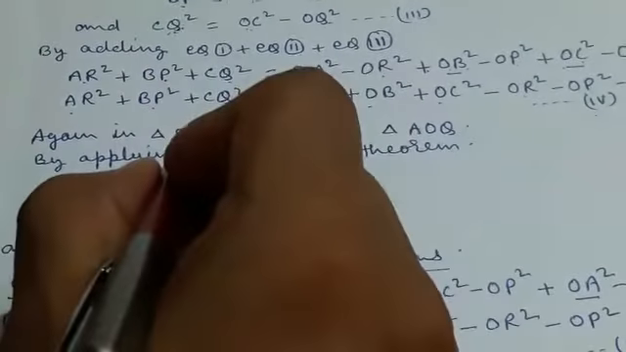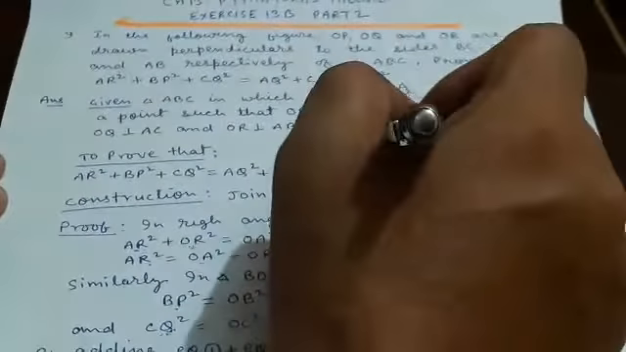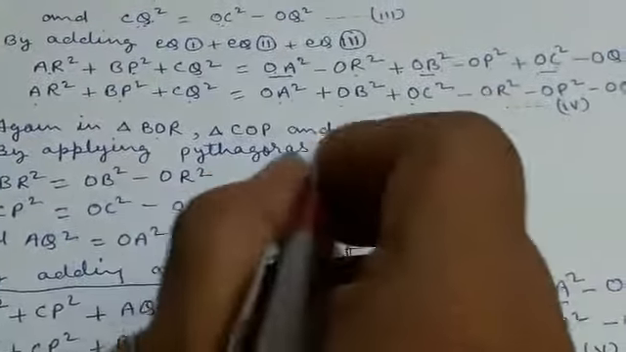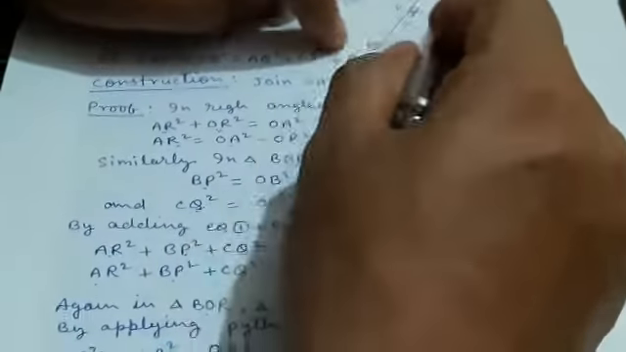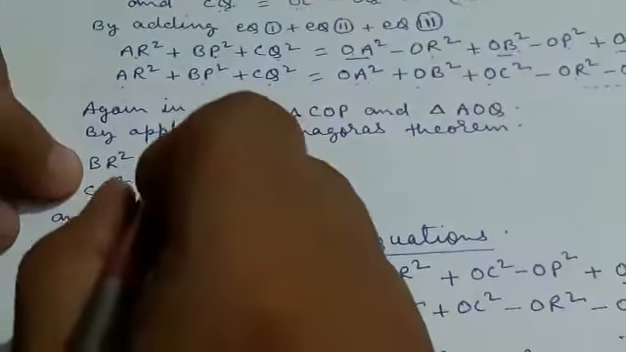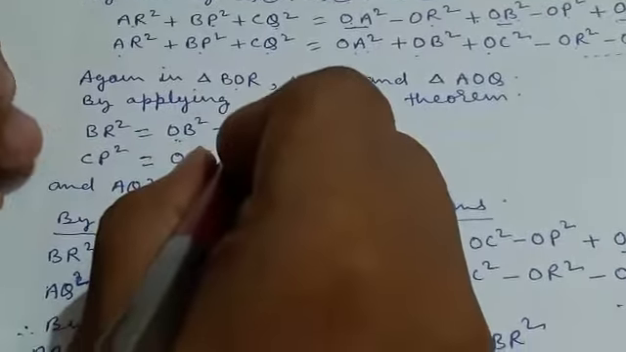Again, in triangle BOR, triangle COP and triangle AOQ, in these three triangles, you will find BR square. In this right angle triangle, BO will be the hypotenuse. So BR square, meaning base square, is equal to hypotenuse square minus perpendicular square. So we write OB square minus OR square.